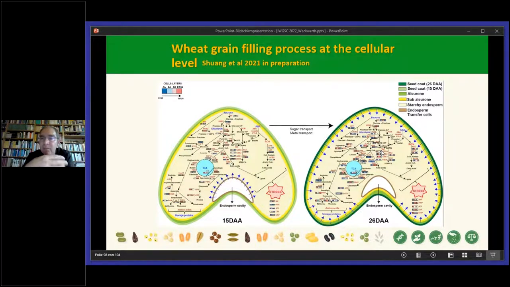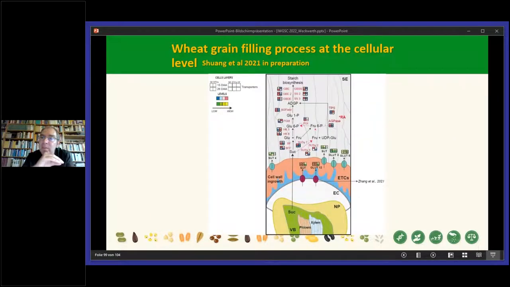And so we measured also the cavity fluid during the grain filling process. And this is in very nice agreement with transporters we identified on the cellular level. So these are cell-specific transporters in the endosperm transfer cells, and this also coincides with proteins in the starchy endosperm cells. So here we have identified transporters for sucrose and glucose transport, and they are more pronounced or more upregulated at 15 days after anthesis, in the rather mid-term grain filling stage. And this coincides very well with invertases, which are also more upregulated at 15 days after anthesis, and also key enzymes in the starch biosynthesis pathway.